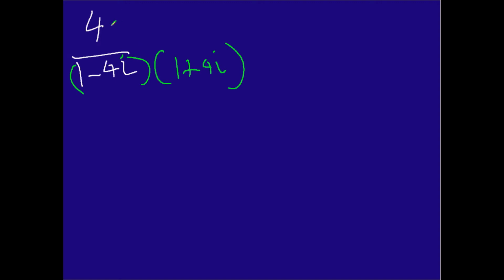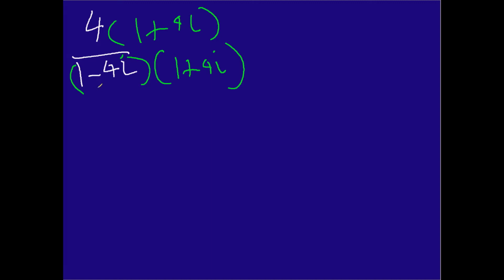So here we got 4, and then we got 1 minus 4i, like so. And so what we need to do here now is we do the same process. We multiply the numerator and the denominator by the conjugate of the denominator. So what that means in this situation is we multiply this by 1 plus 4i, like so. And then we multiply this by 1 plus 4i.